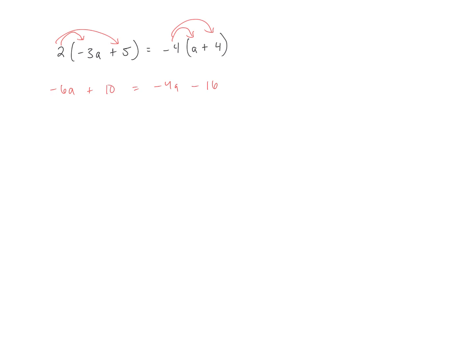And now I want to combine like terms. So I'm going to combine my a terms. I'm going to add 6a to this side to get rid of it on that side. Add 6a to this side. That's the inverse operation. I get 10 equals 2a minus 16. Now I'm going to add 16 to both sides to do the inverse operation. And 2a equals 26. Now divide both sides by 2.